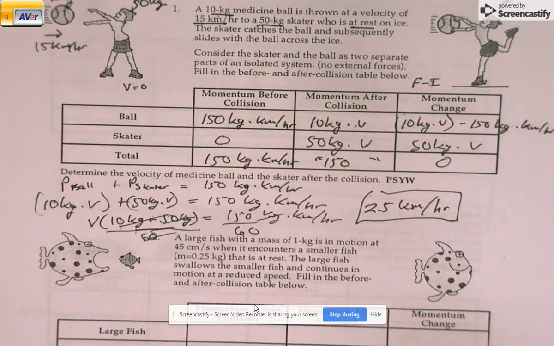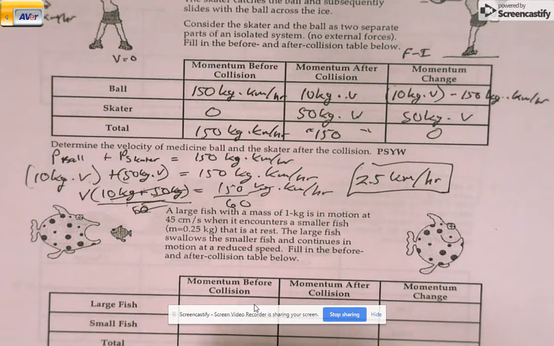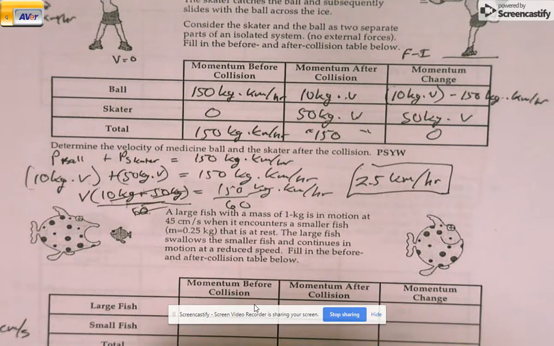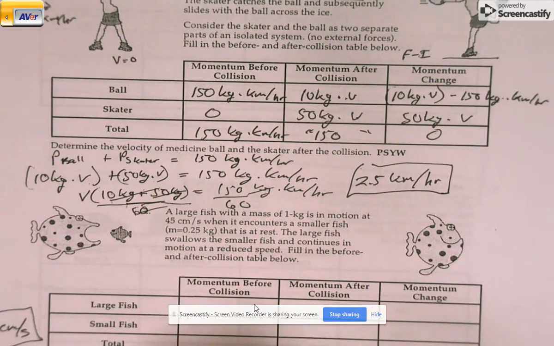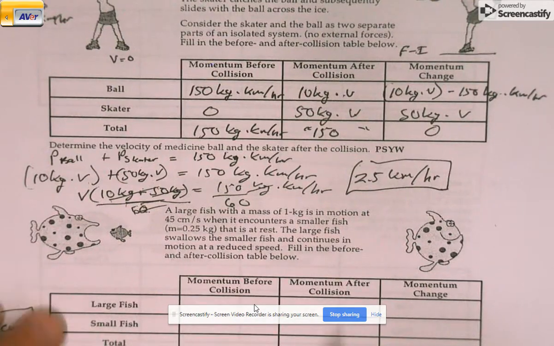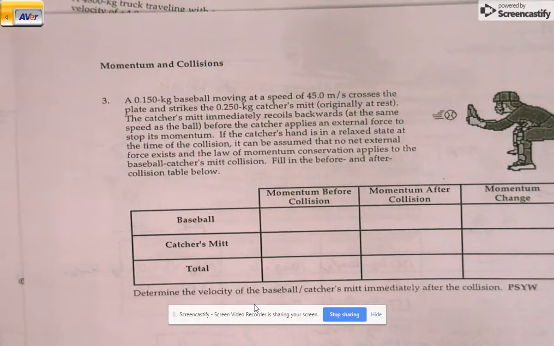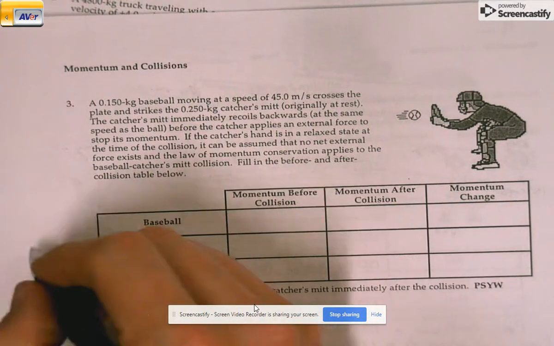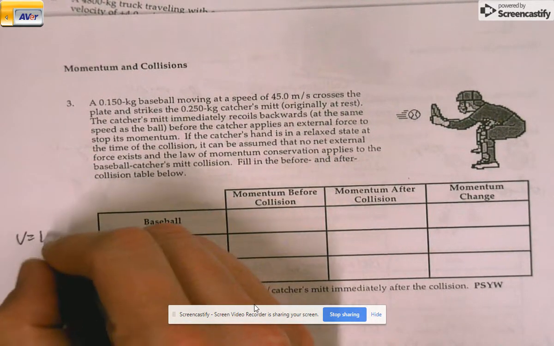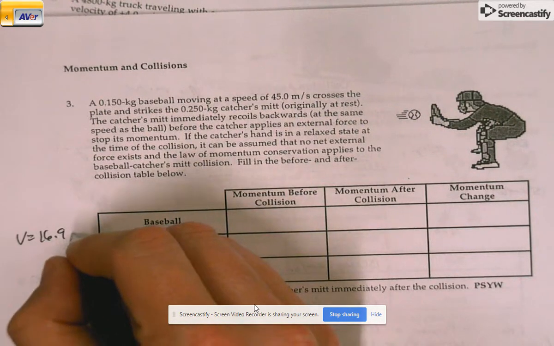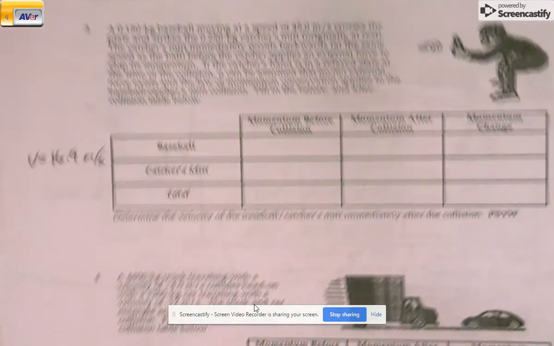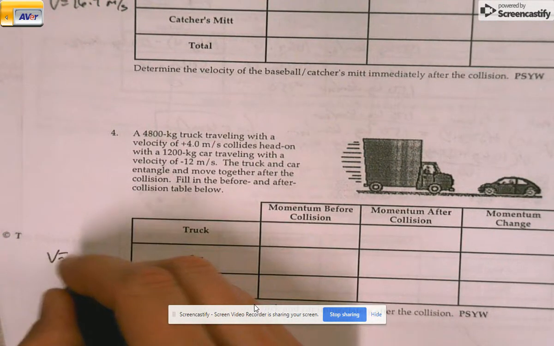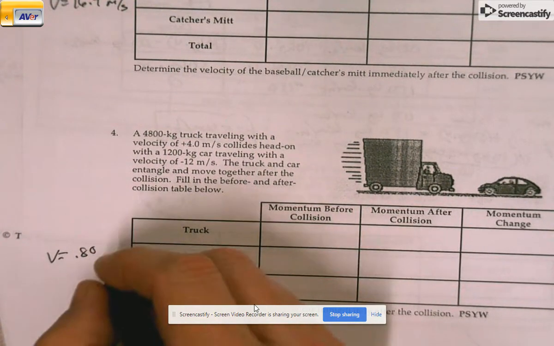The answer to number 2 is going to be 36 centimeters per second. That should be the final answer for this one. On the other side, for question number 3, the right answer is velocity equals 16.9 meters per second. And question number 4 is going to be velocity equals 0.80 meters per second.